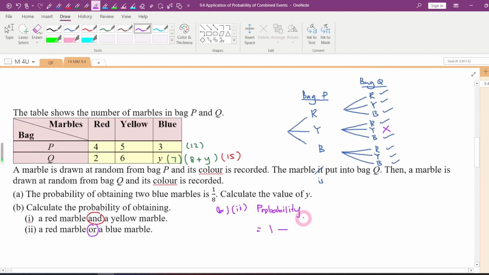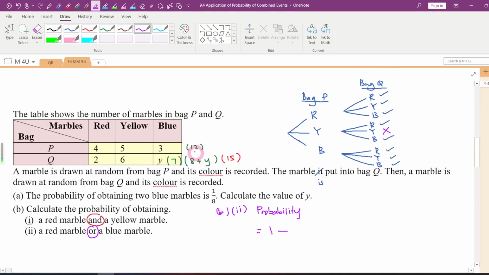So yellow, yellow. Bag P, we have 12 marbles. How many yellow marbles do we have? 5. Okay. Bag Q, we have 15 marbles. Be careful because the marbles that you pick from bag P is put inside the bag Q before one marbles from bag Q is picked. Therefore, the number of marbles in bag Q will be 15 plus 1. Okay, now focus on this one.